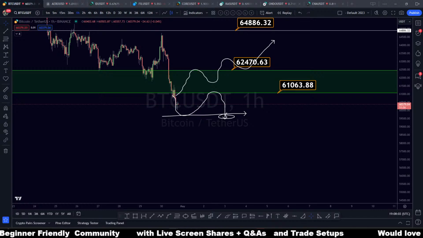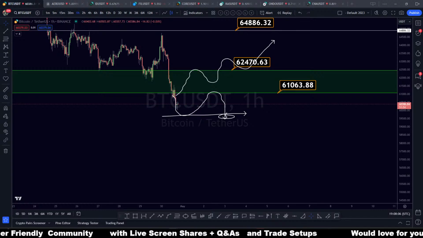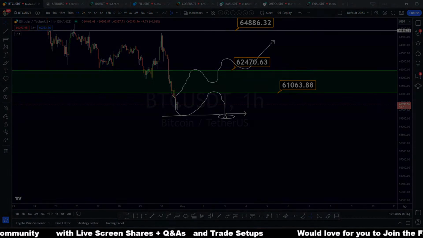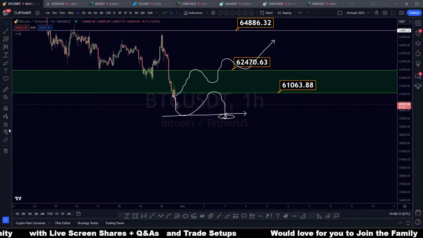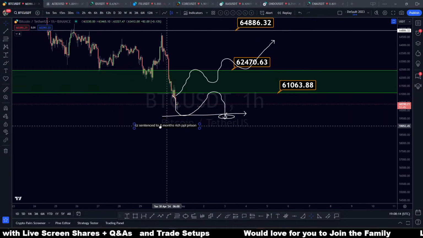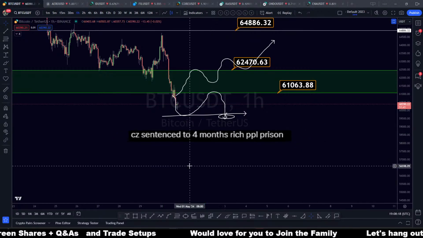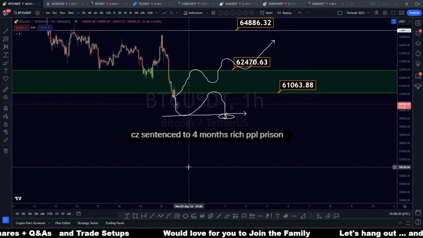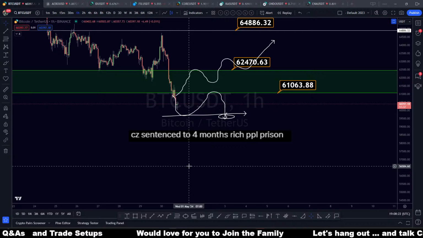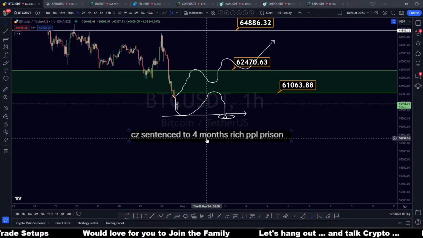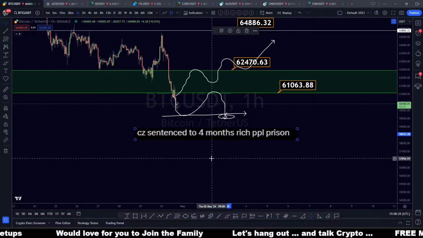Let's see here. Daniel says, CZ sentenced to 4 months, rich people prison. Was he really sentenced? And for what? I didn't even catch it. Was it insider trading, wasn't it? Or something? I think it's just a retreat. 4 months retreat.